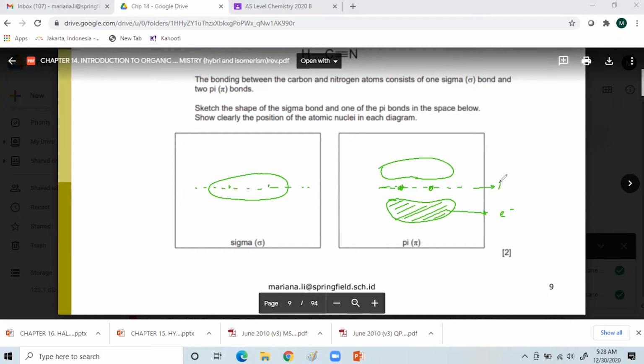Okay, this is the bond axis. This is the nuclei. So this is how we draw the sigma and pi bond.